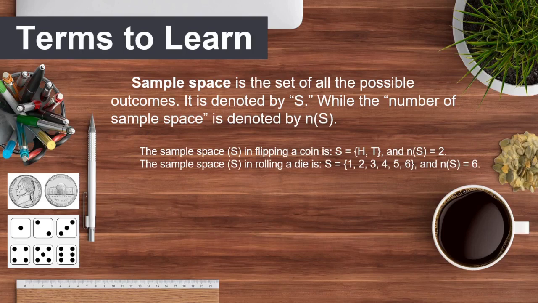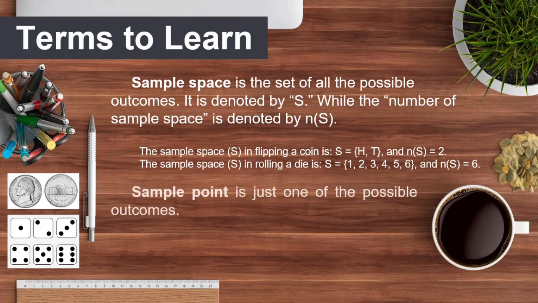And then if we write it down, just like in writing a set, so it could be H and T, head or tail. Okay, in rolling a die, so we write it all 1 to 6. So 1, 2, 3, 4, 5, and 6. That is the set of the possible outcomes or our sample space. So the number is 6.